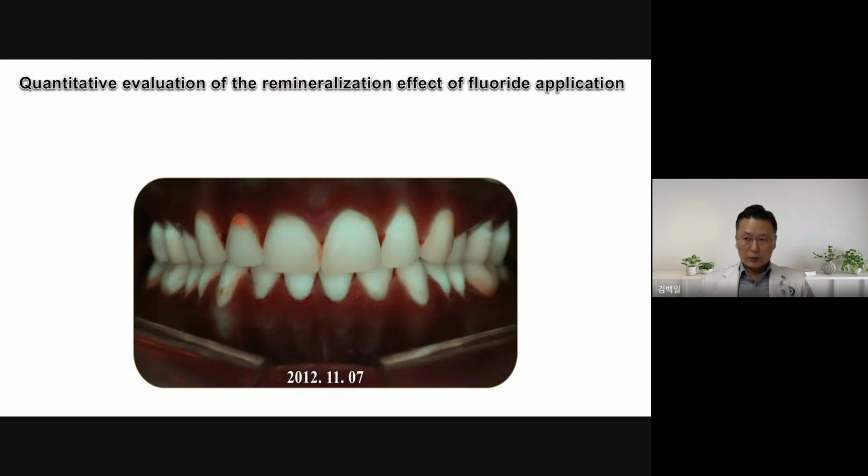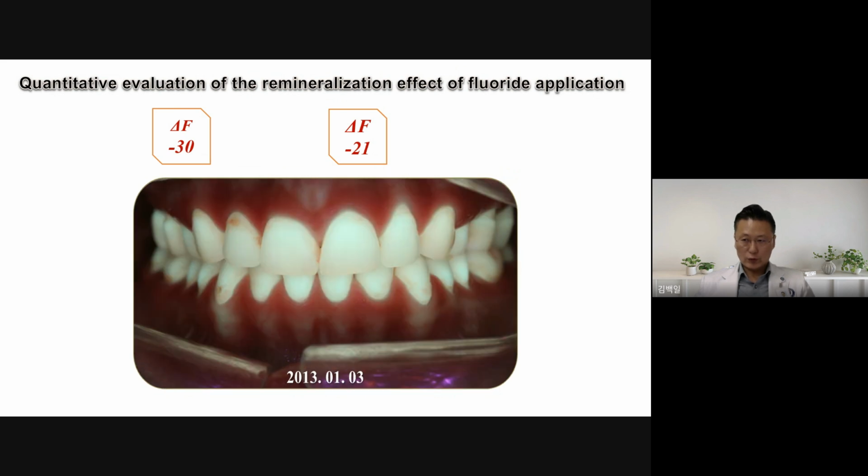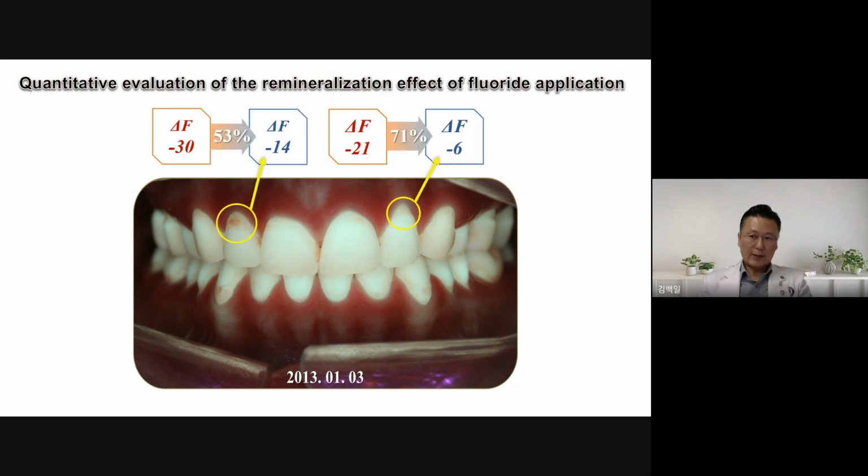Okay, I want to show you a clinical example. This patient visited the dental clinic in November 2012. You can see that some strong red color exists in the gingival margin. This is an active white spot. We applied fluoride actively during 2 months. The baseline delta F value we calculated is like this. After 2 months, you can see the delta F value dramatically decreased like this.